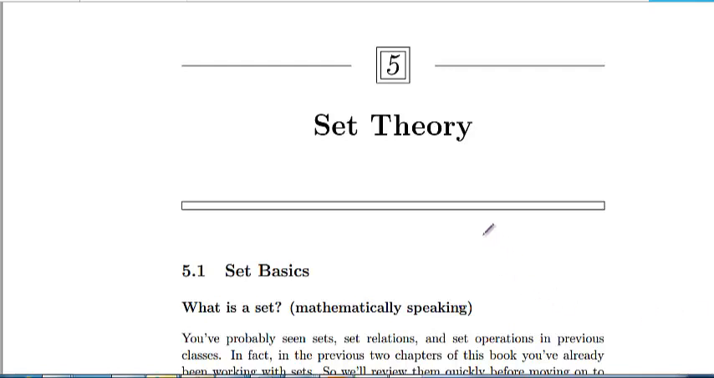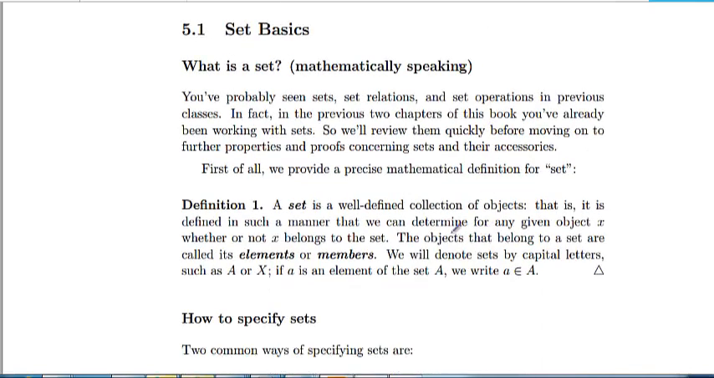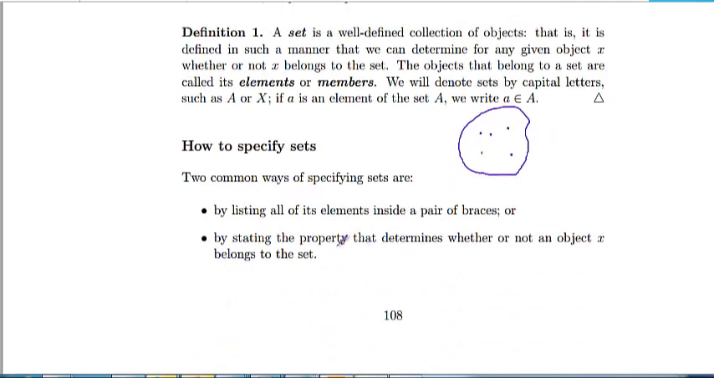Okay, so let's talk through sets. I assume you've seen sets before, so I'm going to go fairly rapidly through this. A set is a collection of elements or members. You know the representation of a set. Usually you can make a circle, and then the elements are dots in the circle. You can specify a set by listing the elements or by determining a property.